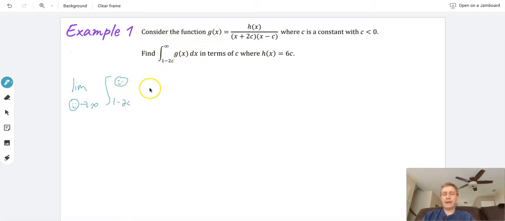Now I could write g of x here, but because g of x is equal to this function, I'm going to put that in here. And furthermore, because h of x is equal to 6c, I'm going to put 6c in for h of x as well. Now we have this here, which we have to evaluate. This part is a definite integral, and to evaluate any definite integral, we have to find the antiderivative of this integrand.